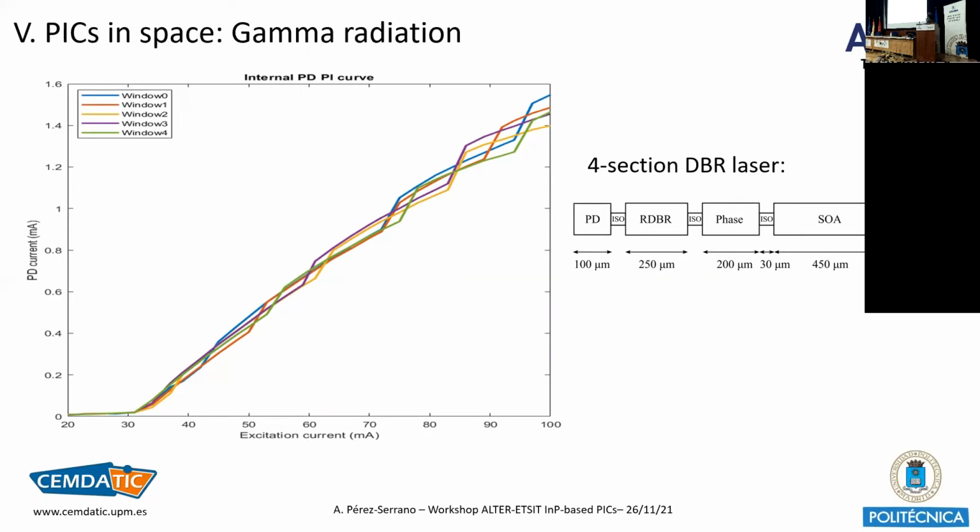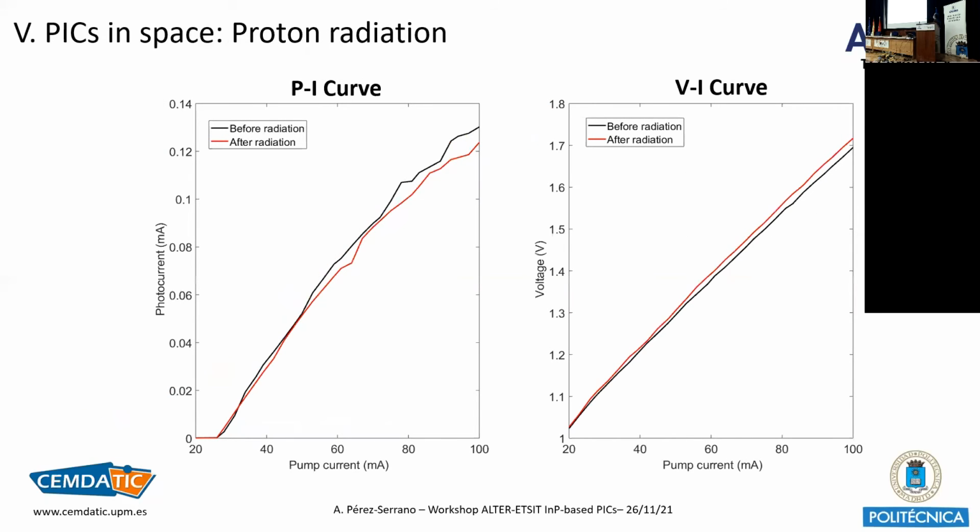We have also performed the same with proton radiation, but the proton radiation was done in Switzerland, so we can only measure before and after. We can see that there are small differences, but the current threshold and also the power are more or less the same, and also the voltage-current characteristics.